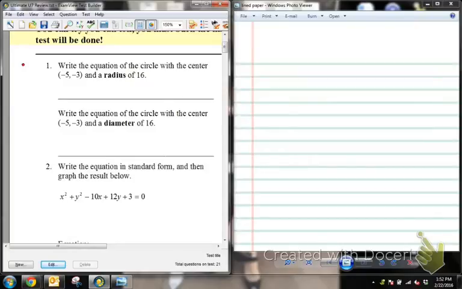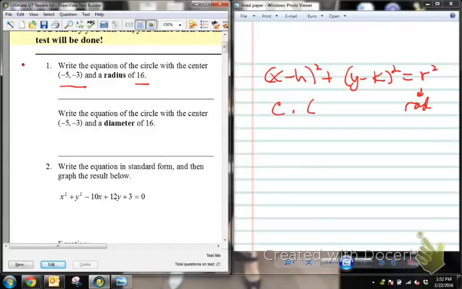Number 1 says write the equation of the circle with a center at -5, -3, and a radius of 16. And you have to know the graphing form of the circle equation, which is x minus h squared plus y minus k squared equals r squared, where r is the radius, and the center we get from the point h and k. So whatever numbers with the x gives you the x coordinate of the center, and whatever's with the y gives you the y coordinate.